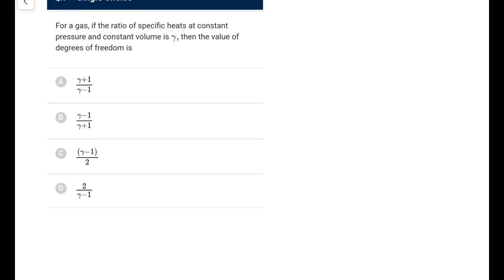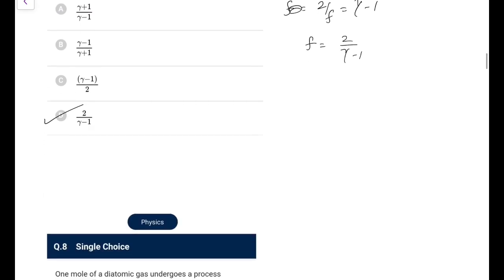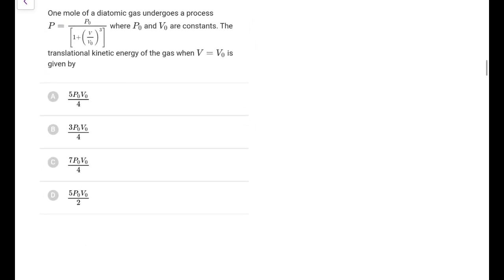Next, for a gas, the ratio of specific heat at constant pressure and constant volume is gamma, then the value of degree of freedom is? Gamma is equal to 1 plus 2 by F. So what you can write, it would be better to write it like this, gamma minus 1. So F would be the degree of freedom, yes, you have gamma equal to 1 plus 2 by F. So F would be equal to 2 upon gamma minus 1. Yes, this option was there, I was searching, the option was not visible, so it should be D. Yes, so that's an easy one, not a tough one.